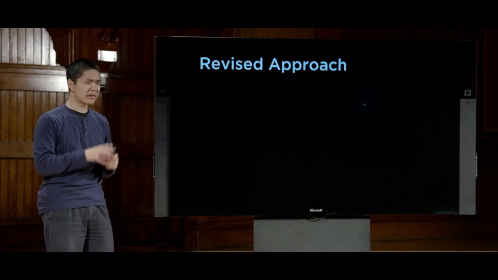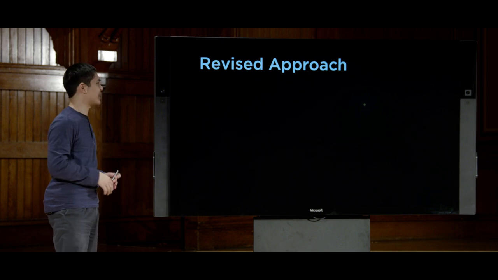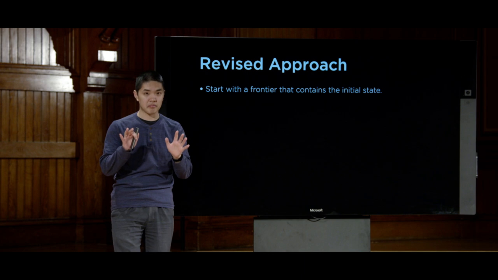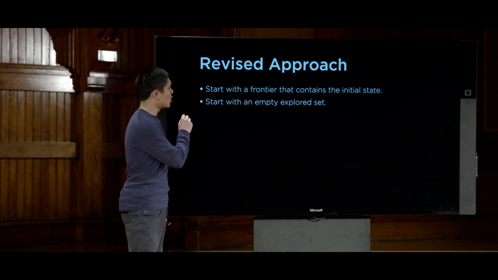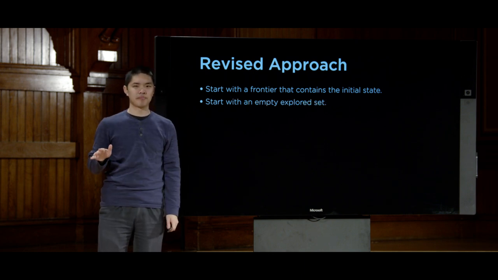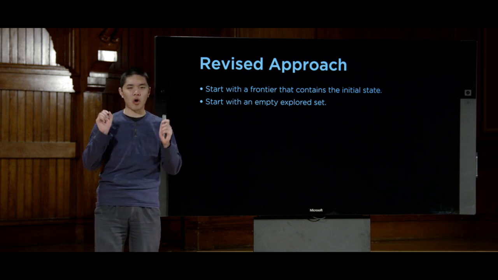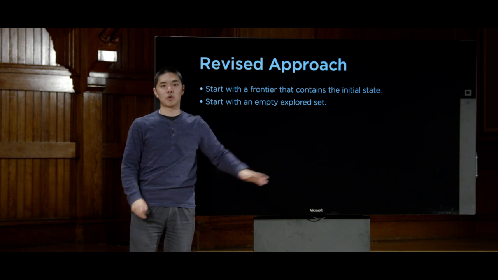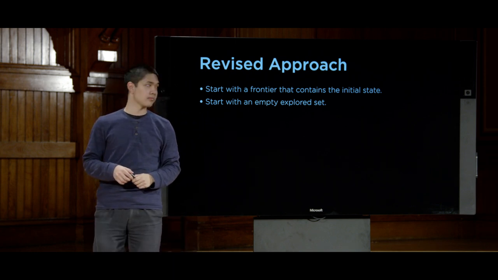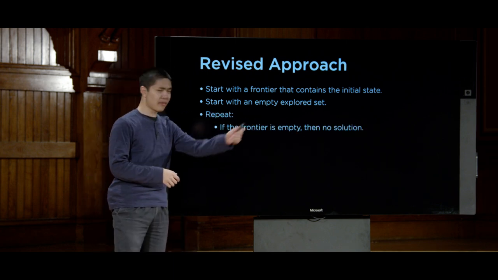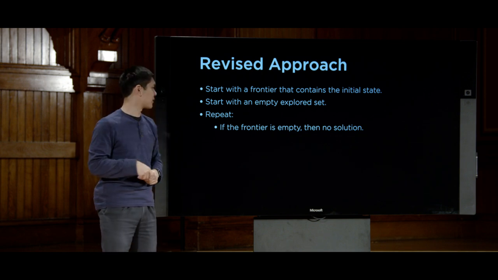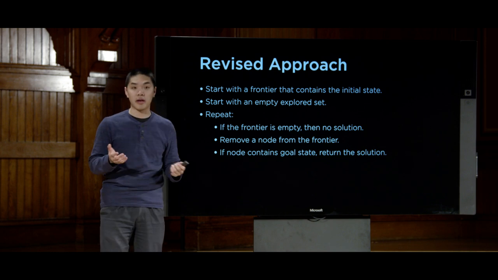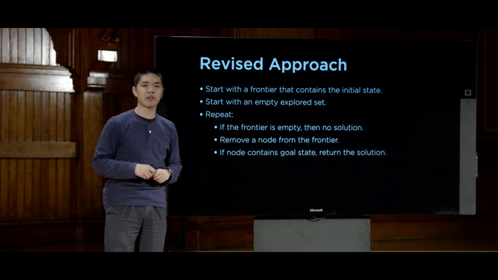So here's going to be our revised approach, a better way to approach this sort of search problem. And it's going to look very similar, just with a couple of modifications. We'll start with a frontier that contains the initial state, same as before. But now, we'll start with another data structure, which will just be a set of nodes that we've already explored. So what are the states we've explored? Initially, it's empty. We have an empty explored set. And now we repeat. If the frontier is empty, no solution, same as before. We remove a node from the frontier. We check to see if it's a goal state, return the solution. None of this is any different so far.